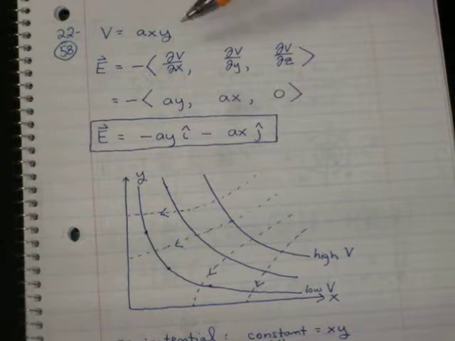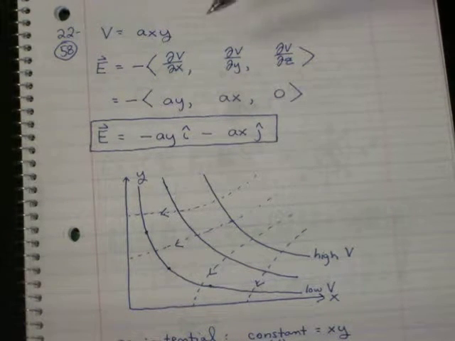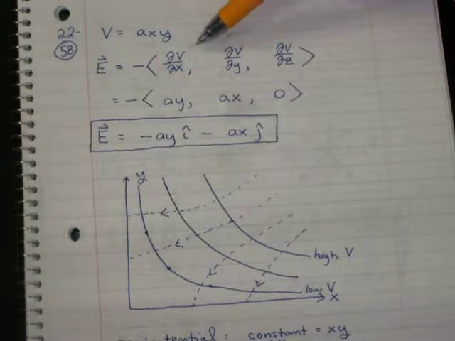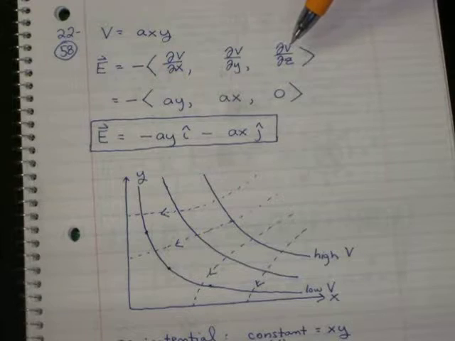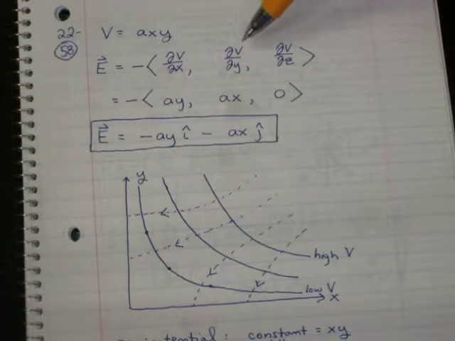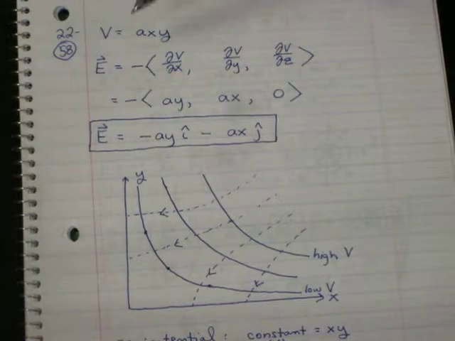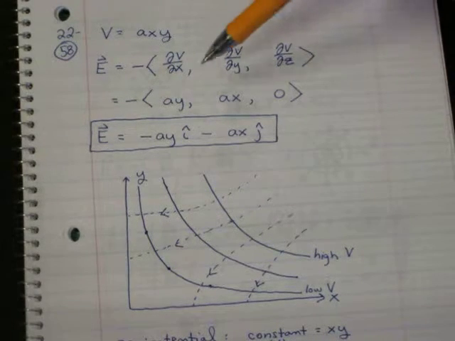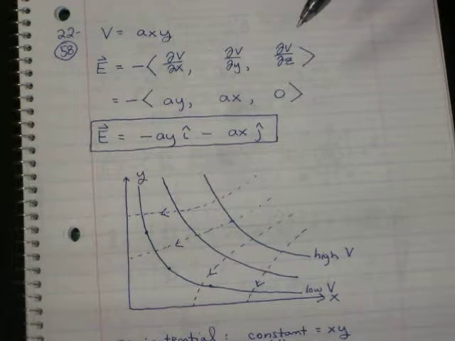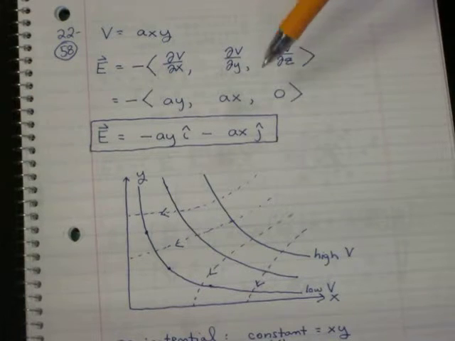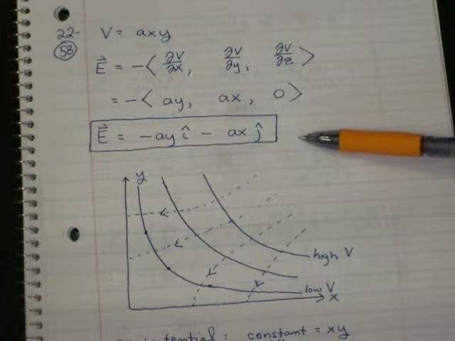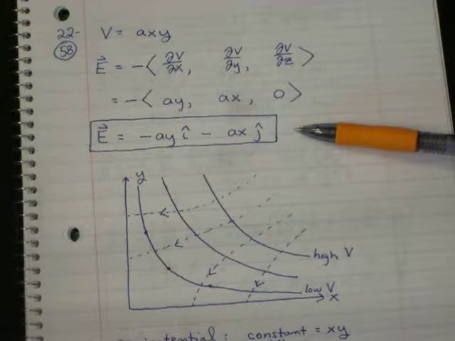So we have V equals AXY. The electric field is the negative of the partial derivatives with respect to X, with respect to Y, with respect to Z. Don't forget this negative sign there. So with respect to X, it's AY. With respect to Y, it's AX. With respect to Z, it's 0. And so here's the vector notation.